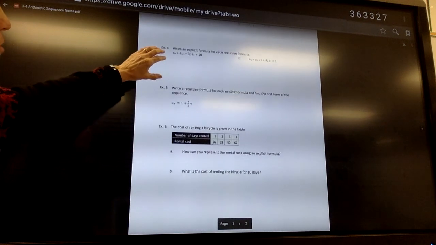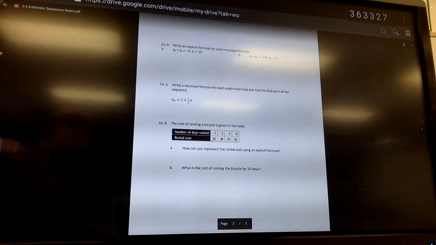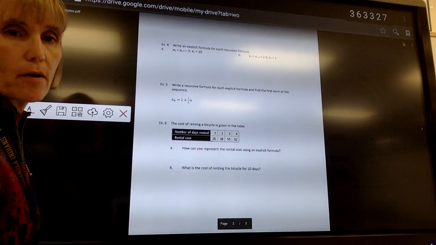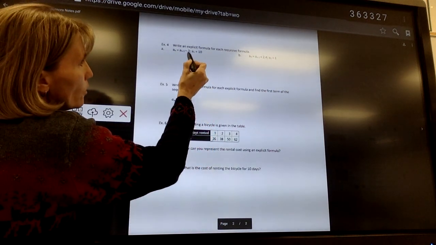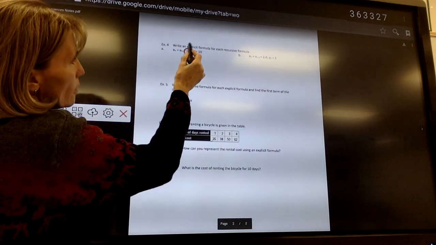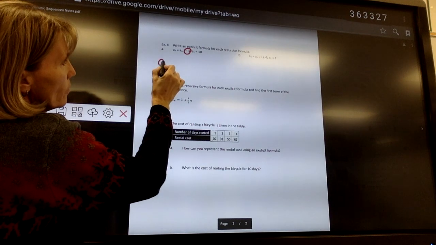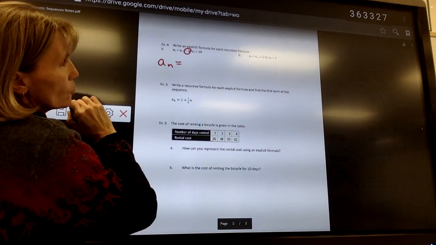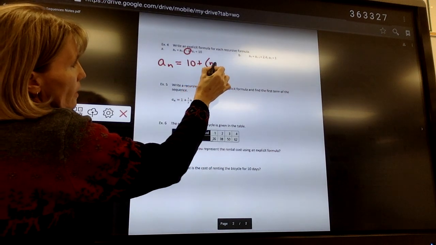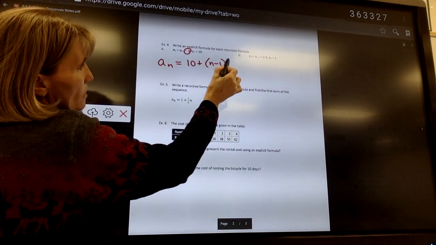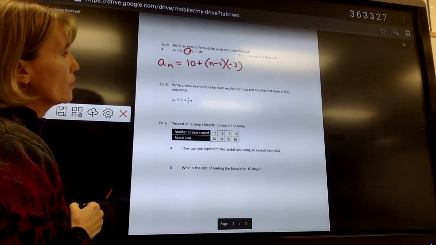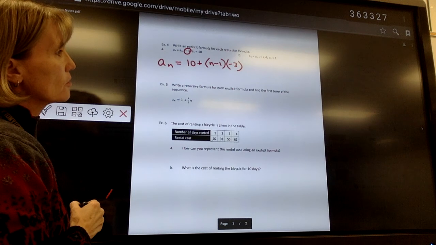A couple other things you're going to be asked to do is you're going to be asked to write the explicit formula, and they will give you the recursive formula. Keep in mind that when we use the recursive formula, the only thing that we plugged in was the common difference. So when I convert this to an explicit formula, I have to have the first term of the series, which is given to me in 10, and then I would say n minus 1, and then it would be times that common difference. That's the only value that I'm taking out of the recursive formula and using when I convert it to an explicit formula.